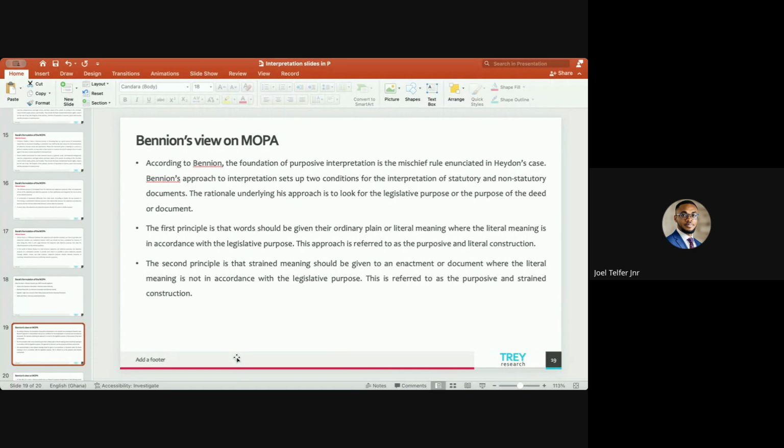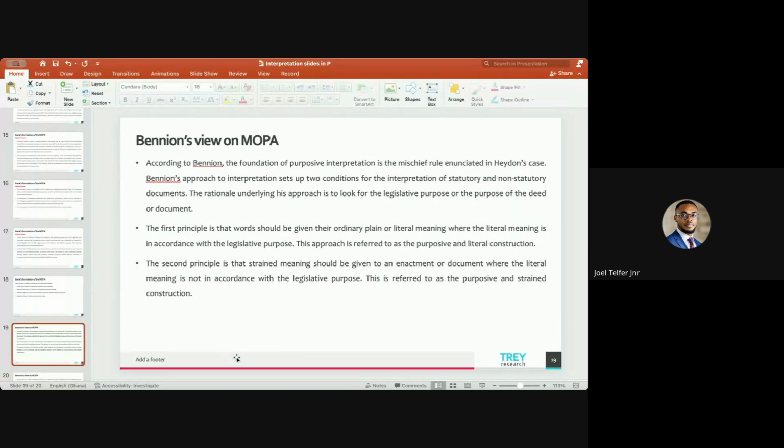So his approach is one, a purposive and literal construction, or two, a purposive and strained construction. You do step one, and only if necessary would you go on to step two. So for instance, in the case of ex parte Yali, the court noted that where the purposive and literalist approach, which is similar to the subjective intent, advances the legislative intent, there's no need to apply the strained approach or the second approach. Basically, that is it for Bennion.